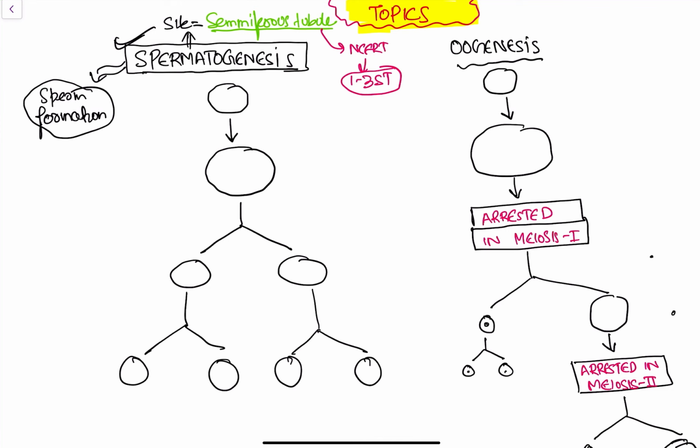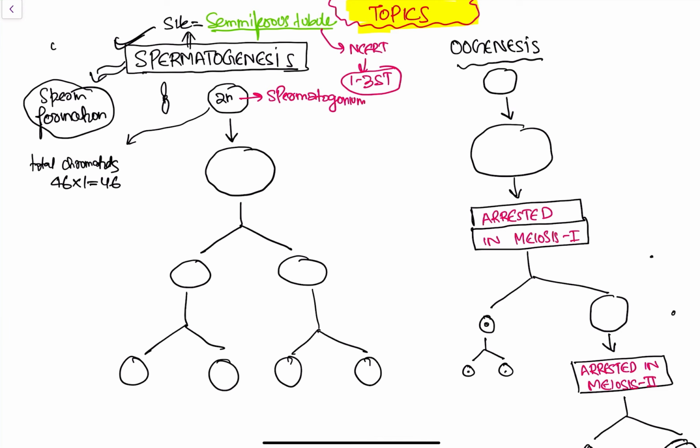Now this is the cell from which spermatogenesis occurs. This is the spermatogonium. This is the cell from where spermatogenesis starts. You should remember that the spermatogonium is a diploid cell, and in this diploid cell each chromosome has a single chromatid. So if you are asked to calculate the total number of chromatids in this spermatogonium, as we have 46 chromosomes, that will be 46 into 1, that is 46.